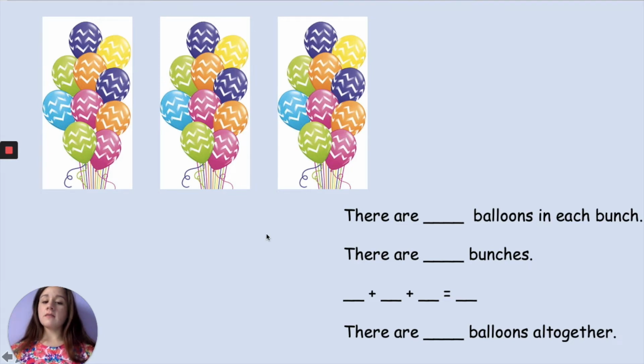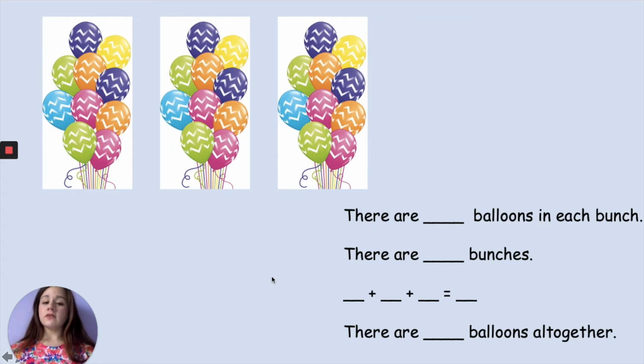There are something bunches, an addition sentence, and then finishing this sentence. Now let's see how many we have. 1, 2, 3, 4, 5, 6, 7, 8, 9, 10. So we know that each bunch has 10 balloons, and we have 1, 2, 3 bunches of balloons.